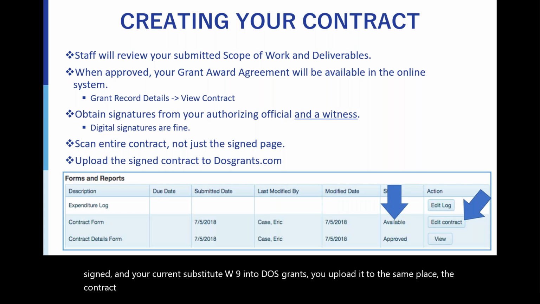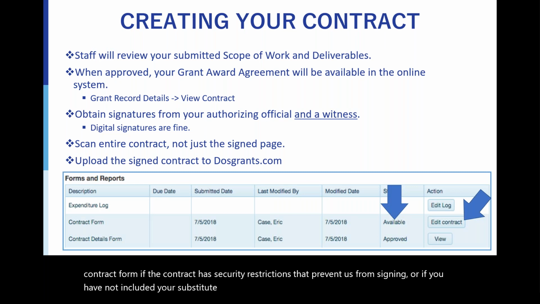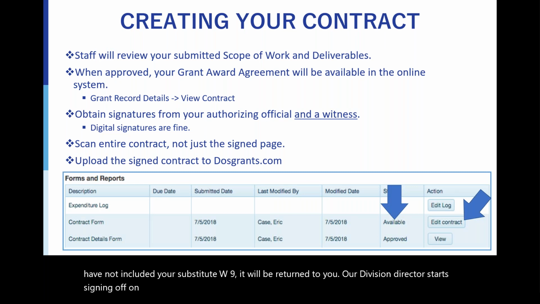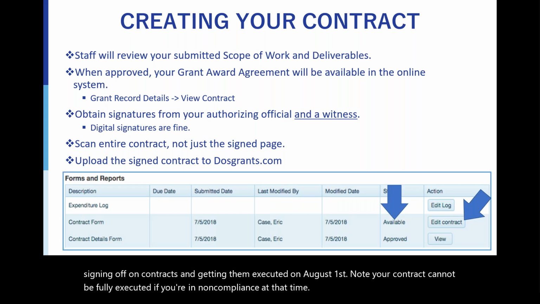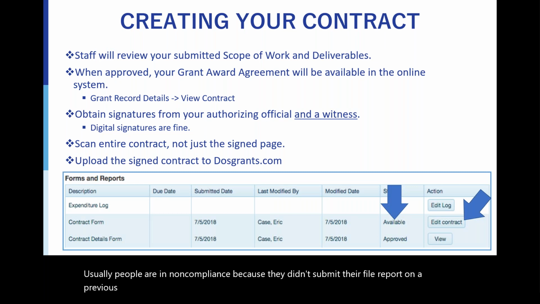If the contract has security restrictions that prevent us from signing, or if you have not included your substitute W-9, it will be returned to you. Our division director starts signing off on contracts and getting them executed on August 1st. Note, your contract cannot be fully executed if you're in non-compliance at that time. Usually people are in non-compliance because they didn't submit their final report on a previous grant. So make sure you get that in. If you want to check back, you can see the status of your contract here.